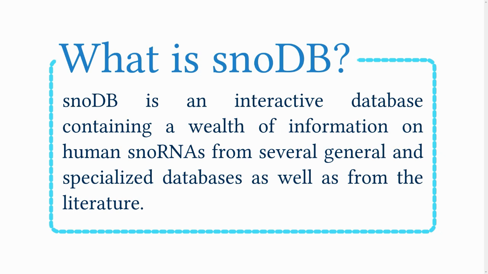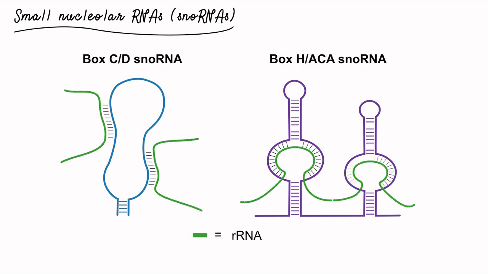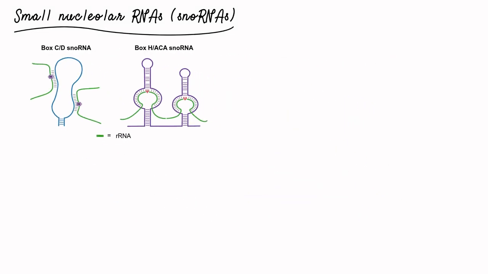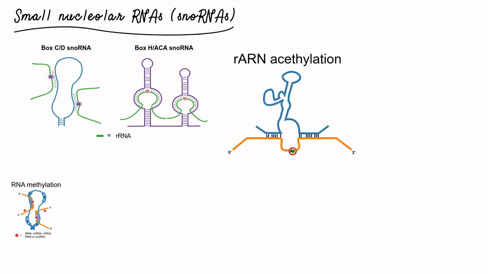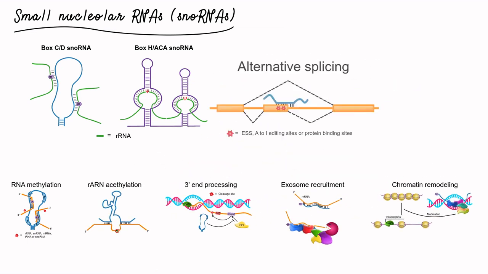In order to understand the relevance of snoDB, you need to know what a snoRNA is and what it does. Small nucleolar RNAs, or snoRNAs, are small, abundant, and highly structured non-coding RNAs that are divided into two groups, box C/D and box H/ACA snoRNAs. They are typically known to guide 2'-O-ribose methylation or pseudouridylation of ribosomal RNAs. However, there is increasing evidence that these small molecules can have other functions and can be involved in a multitude of cellular processes, emphasizing their versatility at the cellular level.